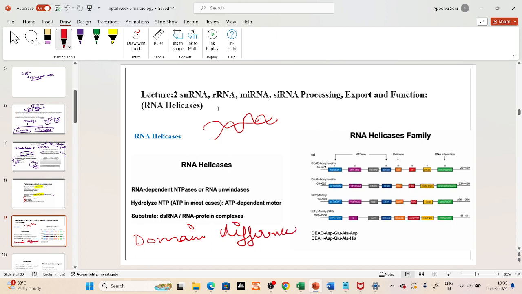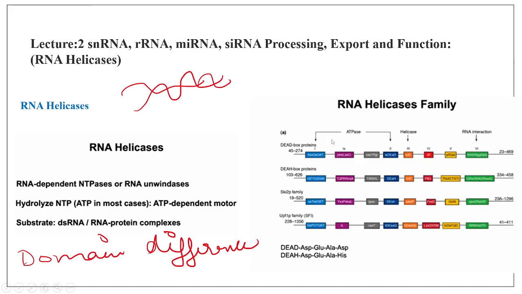Okay, these are the different kinds of helicase. You can just go through it, this is just to read. Some has the DEAD box protein, another one is the DEAH box protein, the Ski2 family. So these are different kinds of helicases. This is the whole RNA helicase family.